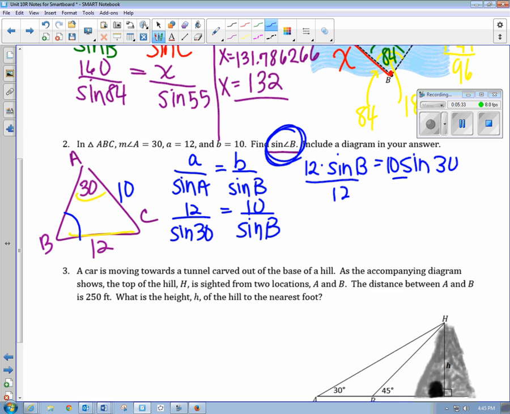Divide. And when I go through and divide, I'm going to get a decimal, but if I have my calculator convert it back to a fraction, I end up that the sine of B is 5 over 12, and I just leave my answer like that. They wanted sine B, I found sine B. So the question is finished.